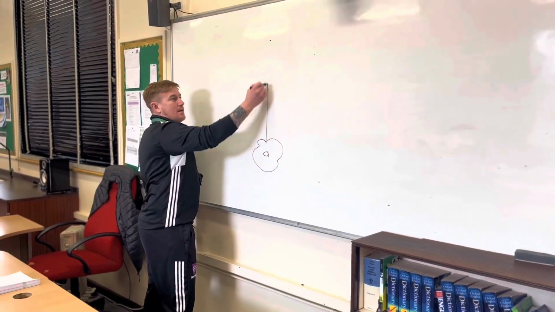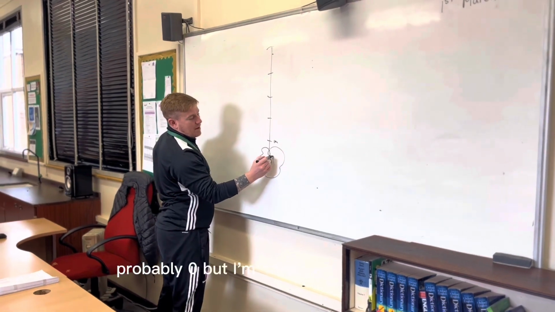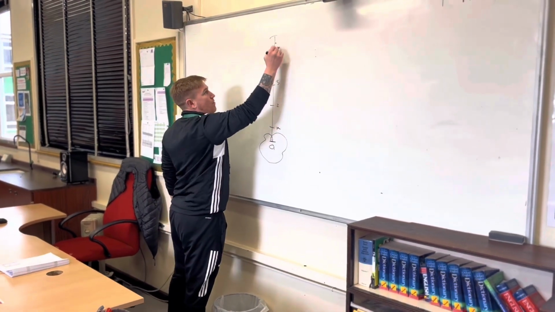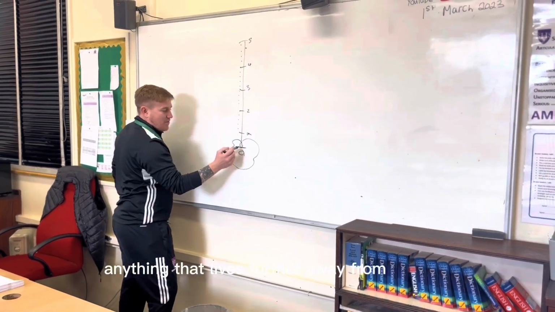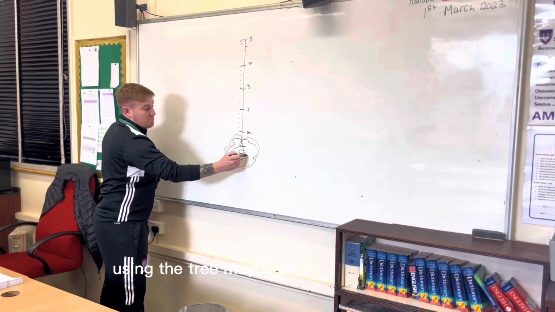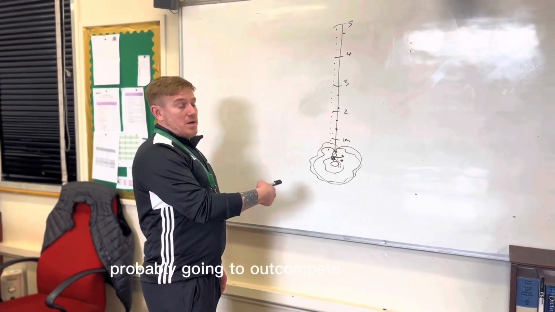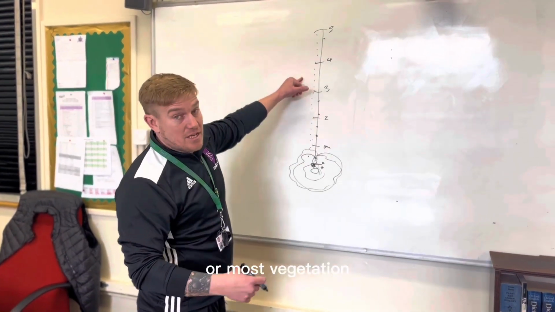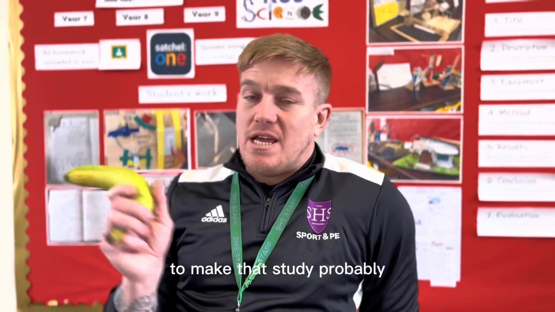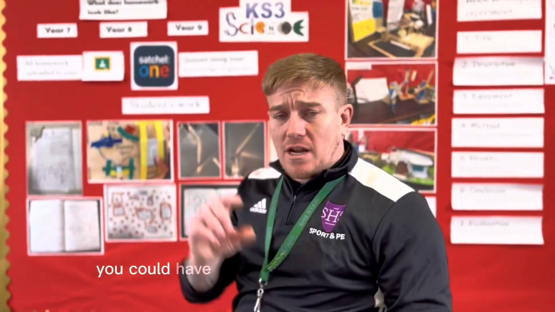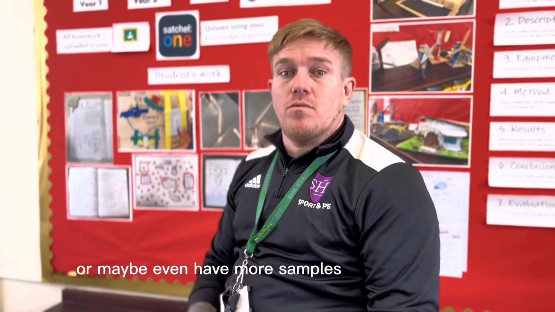From our tree, I'm going to create some samples every metre, probably 0, we'll have a look at 0 as well, 2, 3, 4, 5, and this can show us interesting things about anything that lives further away from the tree, using the tree maybe as a form of nutrition, maybe using the tree as a shade, maybe using the tree in a different way. Probably going to outcompete most flowers or most vegetation for basics like sunlight and water. To make that study probably just a little bit more accurate, you could have closer spaced transect samples, or maybe even have more samples over the distance.